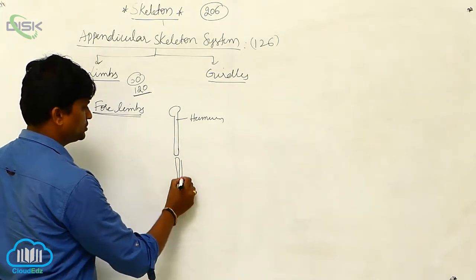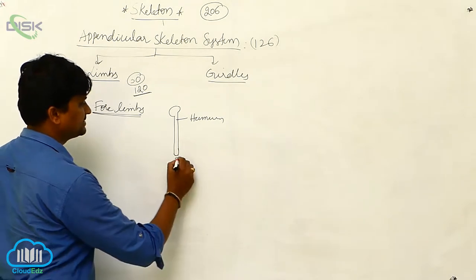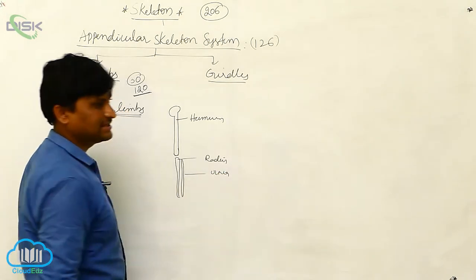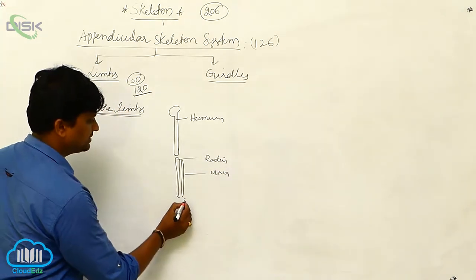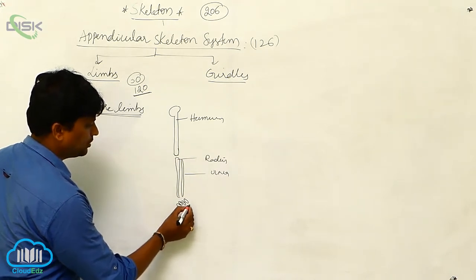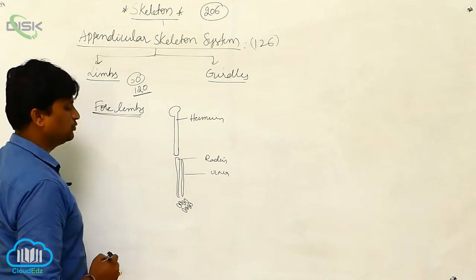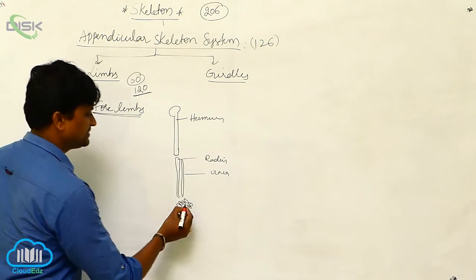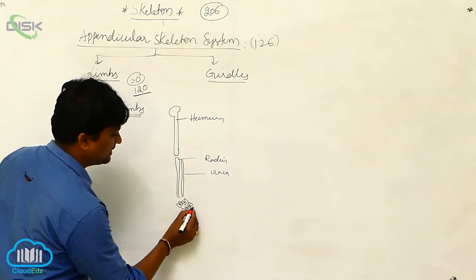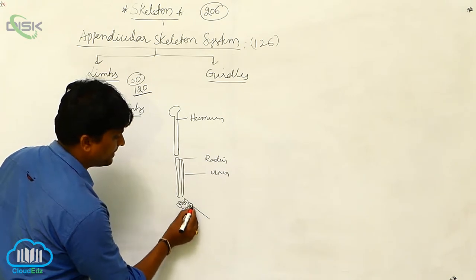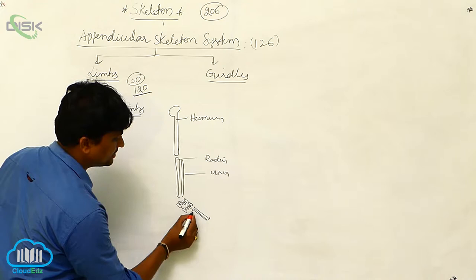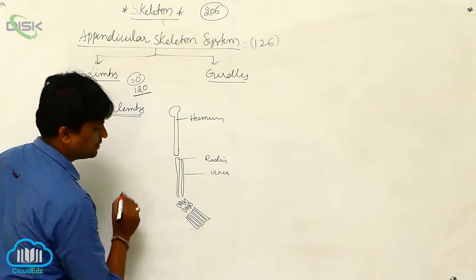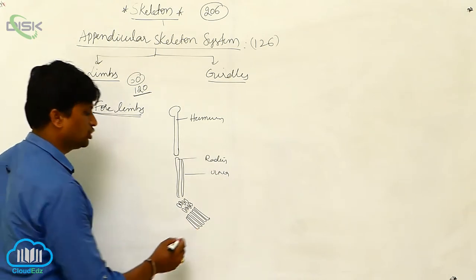We call them radius and ulna. Radius and ulna, the two bones. Here there are 8 bones, which we call wrist bones. Wrist bones are called carpals. And these carpals lead to the formation of the 5 metacarpals. We call them 1, 2, 3, 4, 5. Five metacarpals will be there.